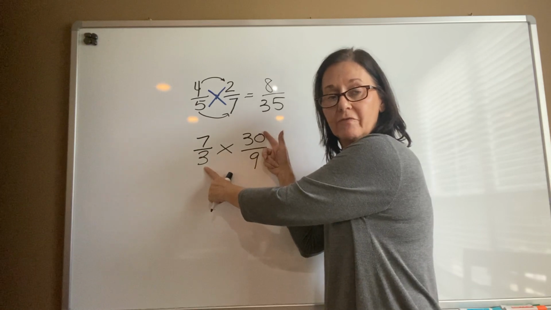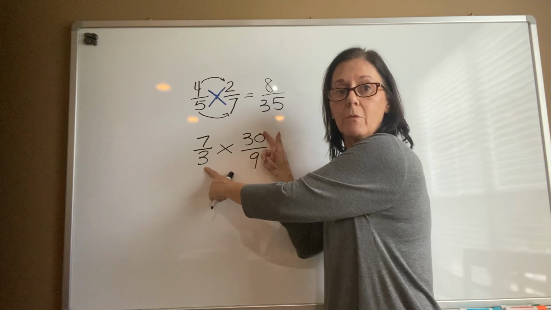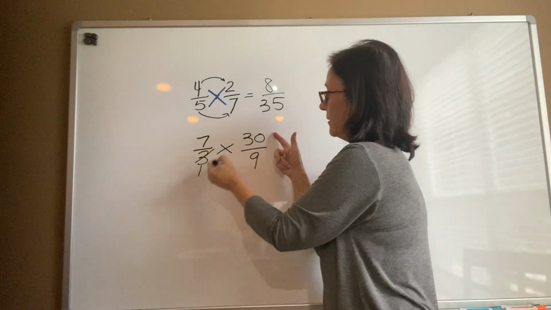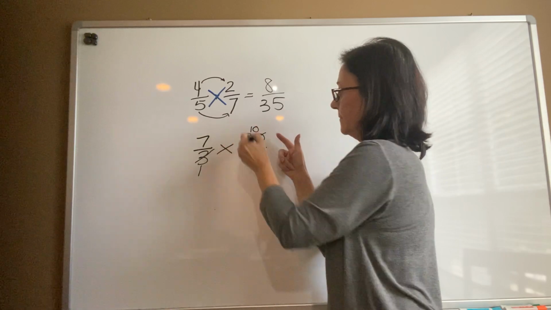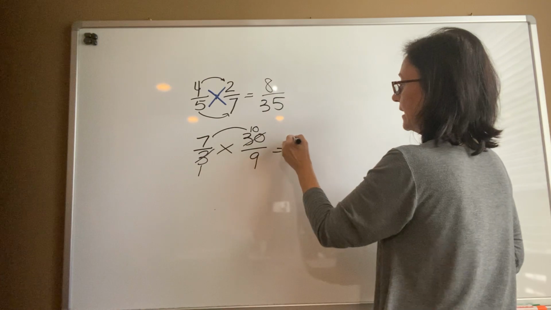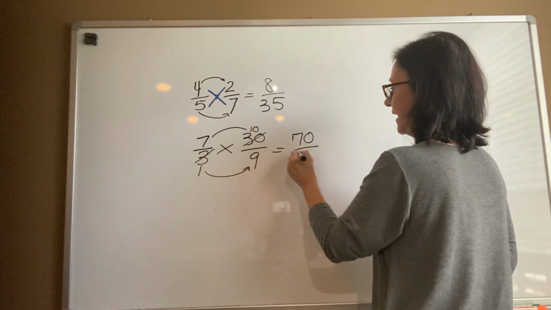So before I multiply fractions, I simplify. Before we multiply, we simplify. 3 goes into 3, 1. 3 goes into 30, 10. Now I multiply 7 times 10, which is 70. I multiply 1 times 9, and that is 9.